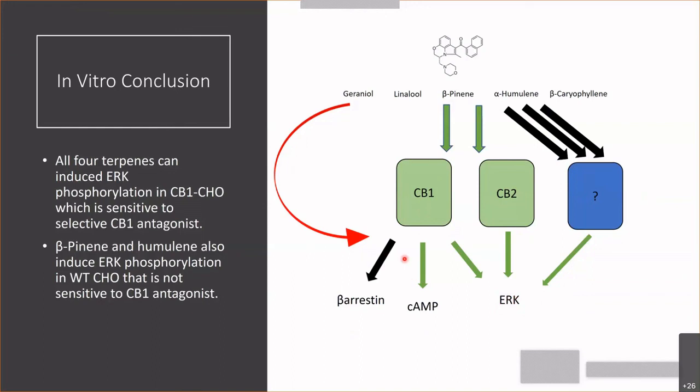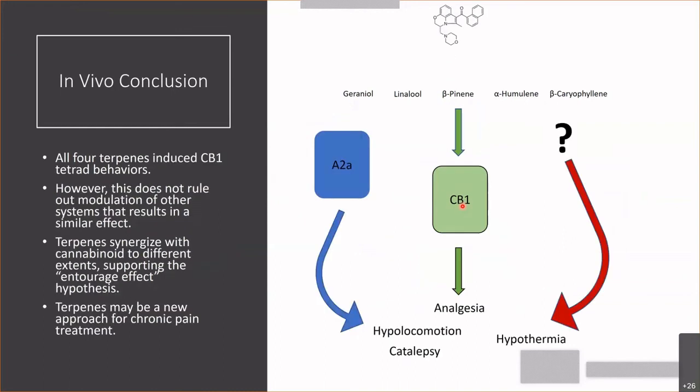I didn't have time to show these today, but we have other cell signaling cascades that are activated as well. And this supports our in vivo studies, and that can be blocked by Rimonabant. And then, so that was our in vitro conclusion.